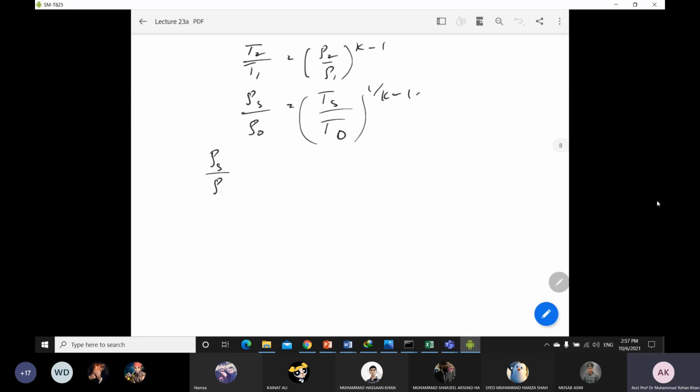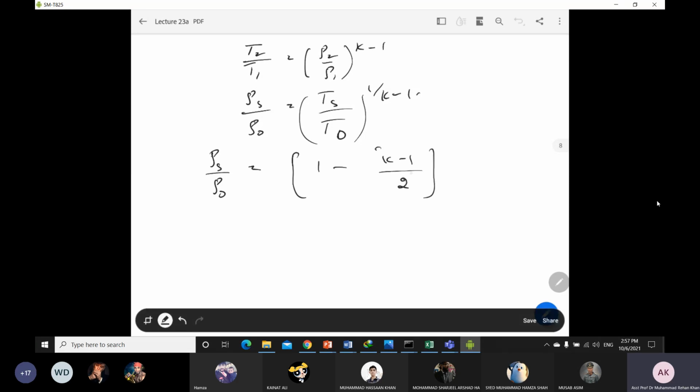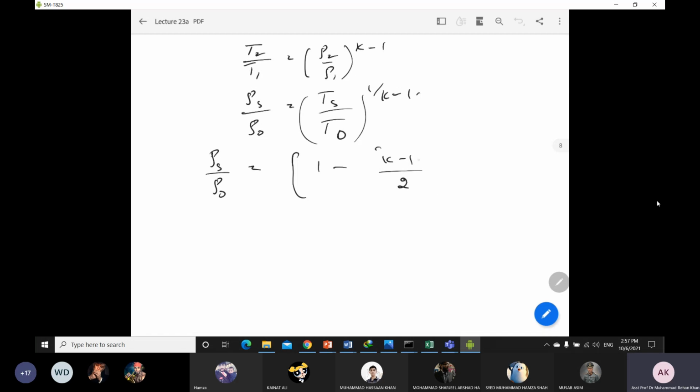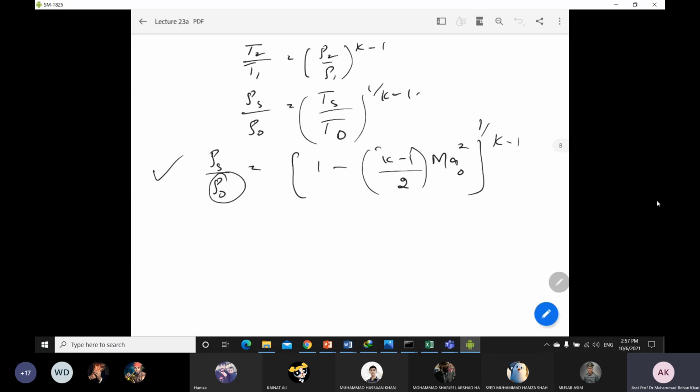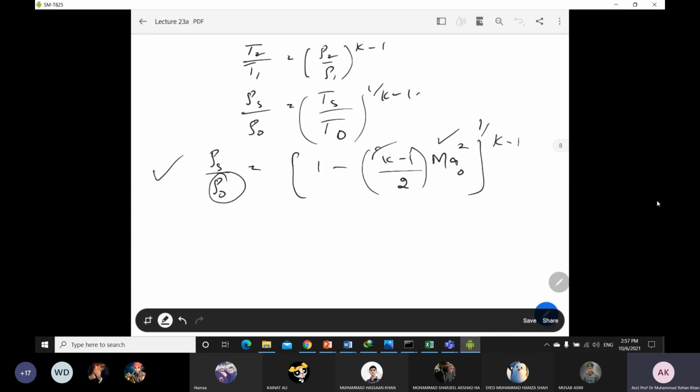So rho s divided by rho naught is equal to 1 minus (K minus 1) divided by 2 Mach naught squared, raised to the power 1 divided by (K minus 1). So this is another equation which we have to use in order to find the stagnation density, if we know the value of density at point 0, and we know the Mach number and specific heat ratio for the fluid. Okay, so these are important equations, so you have to note them down, and then we will apply these equations in order to solve some problems as well.